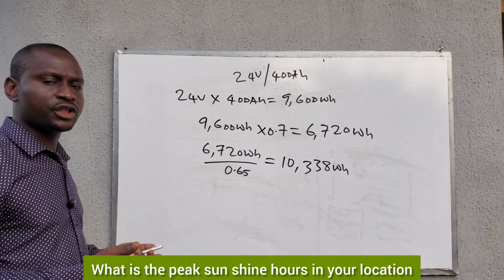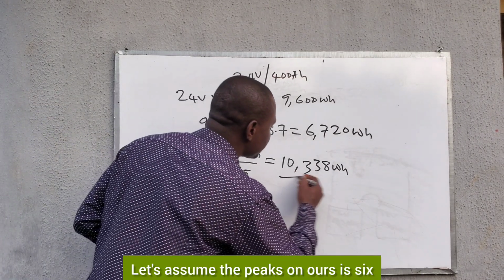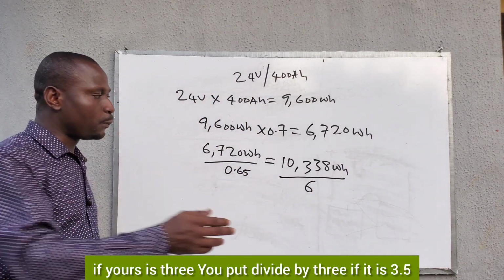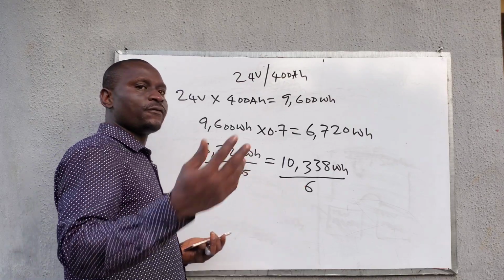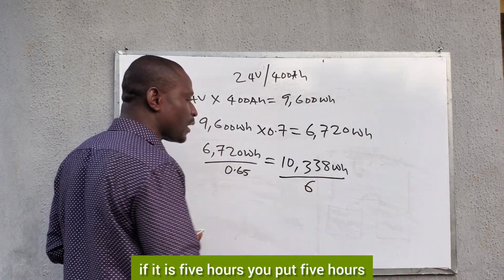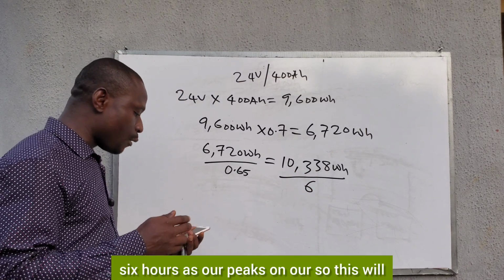The next thing, we are going to divide this value by the peak sun hours. What is the peak sun hours in your location? Let's assume the peak sun hours is 6. If yours is 3, you divide by 3. If it is 3.5, you put 3.5. If it is 4 hours, you put 4. If it is 5 hours, you put 5. But for this calculation, we are using 6 hours as our peak sun hours.